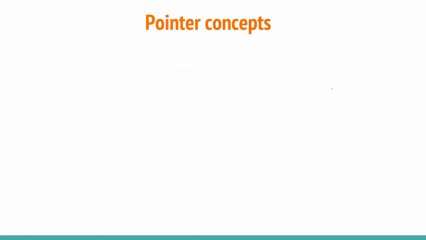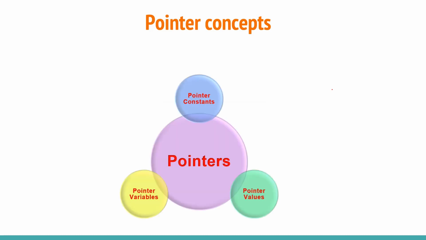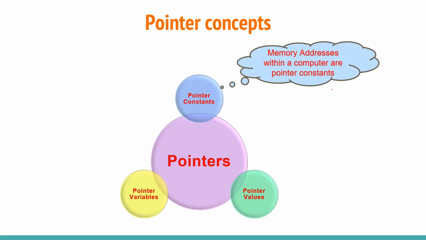Now let's have a quick look into some of the very important concepts of pointers. When we talk about pointers, we can bifurcate pointers into 3 types. One is a pointer constant, the other one is pointer value, and the other one is pointer variables. In all the previous code snippets that we studied, we have indirectly seen all three. Now let us try to categorize what each of these three means. What's a pointer constant? All the memory addresses within a computer are pointer constants. What are the memory addresses? The ones that we represented as 1000, 2000 or 3000 in that memory diagram all form pointer constants.